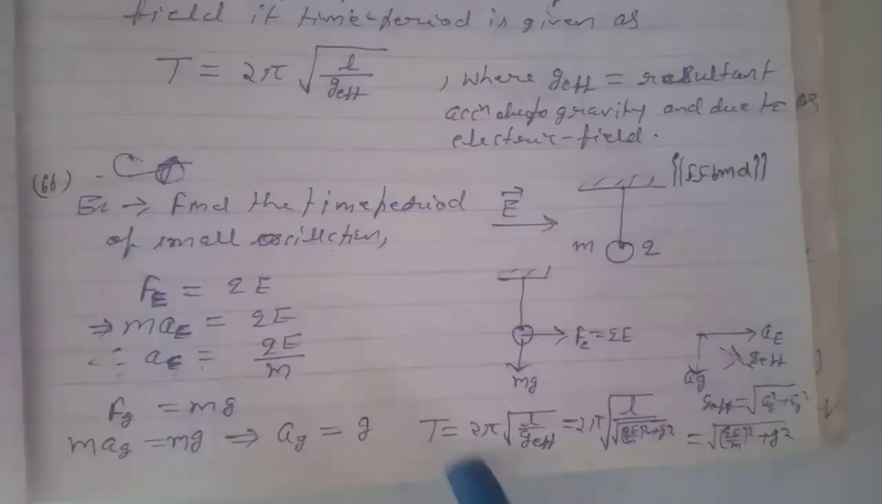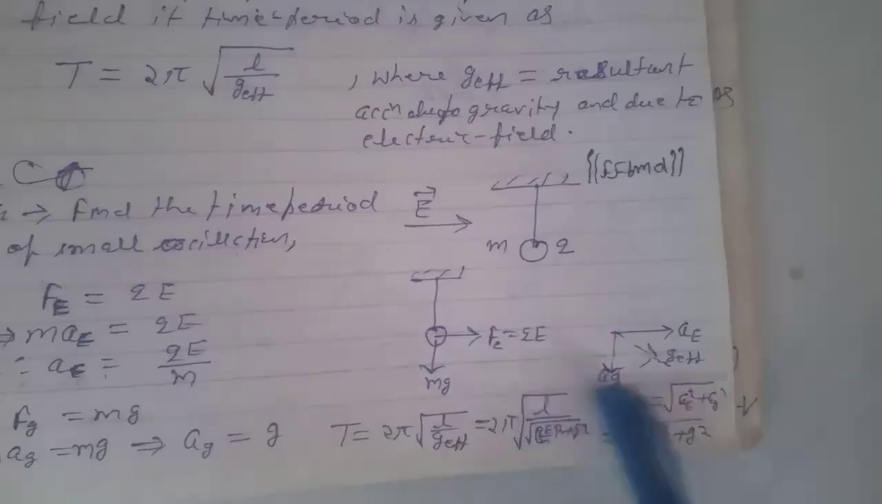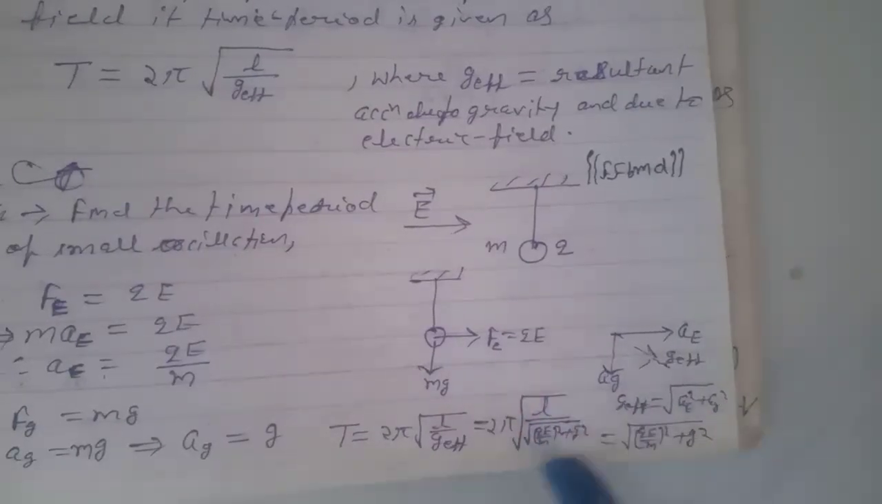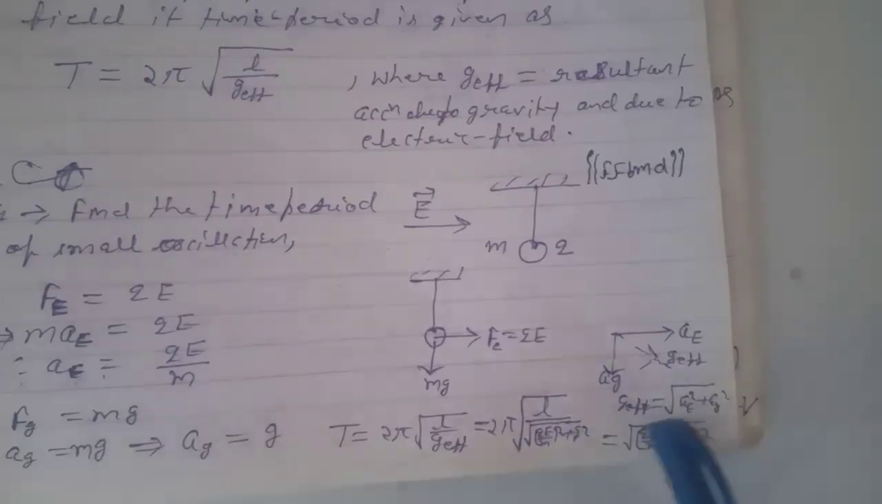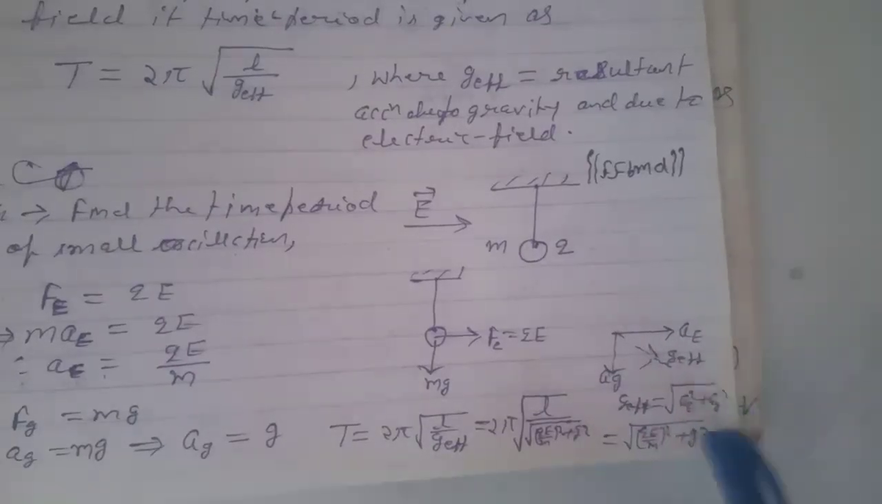So we have T equals 2 pi under root L by g effective, or equals 2 pi under root L by under root of (QE by m) whole square plus g square, because we have g effective as under root of ae square plus ag square, or under root of (QE by m) whole square plus g square.